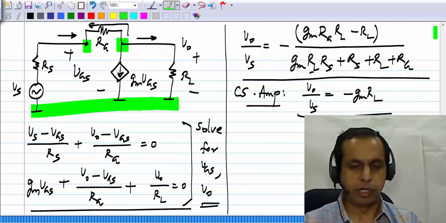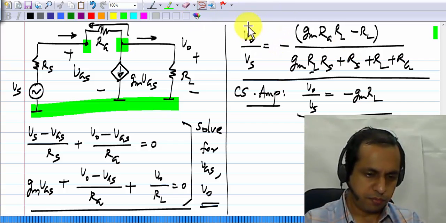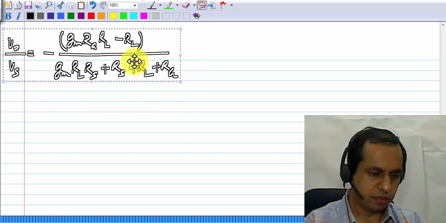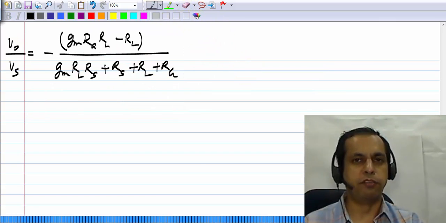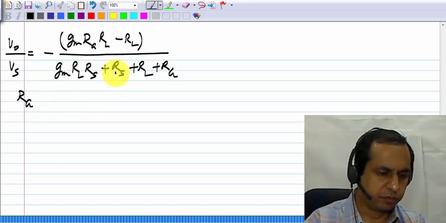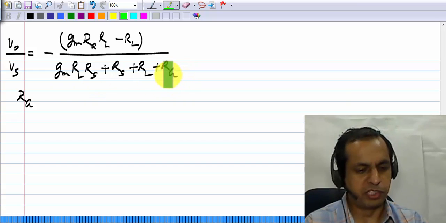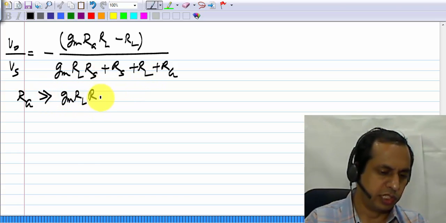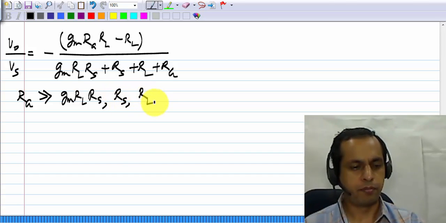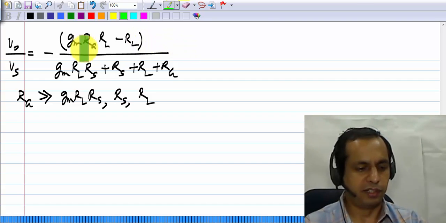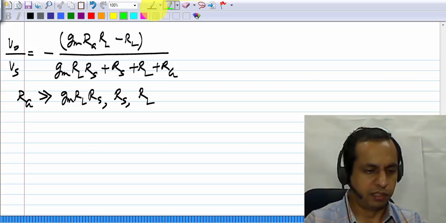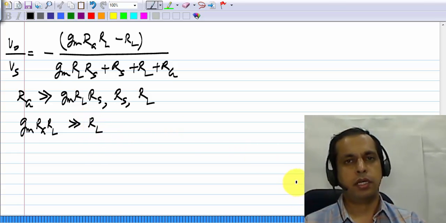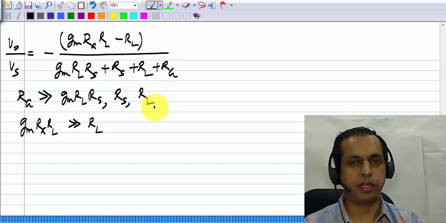Okay, now let's go back to this expression here. Let's see what happens. Now let's say RG is very large. So that means that we have RG in the denominator and we have a number of terms. One of them is RG itself and we have 3 other terms, and let's say that RG is much more than each of those other terms: GM, RL, RS, RS and RL. And similarly in the numerator, let's say that the term containing RG is much more than the others, that is GM, RG, RL is much more than RL. In this case, I can neglect all the other terms and retain only the terms containing RG.